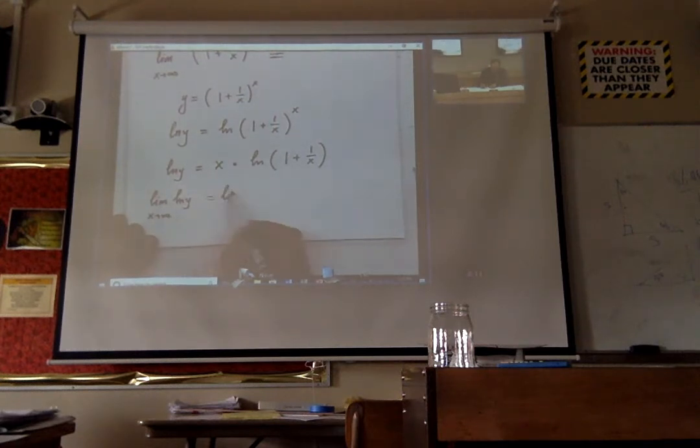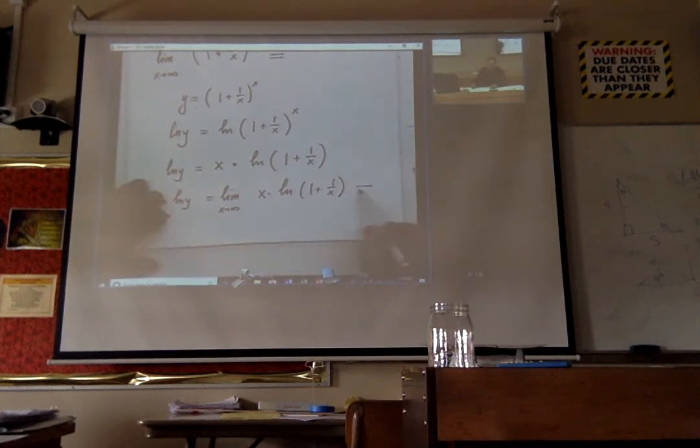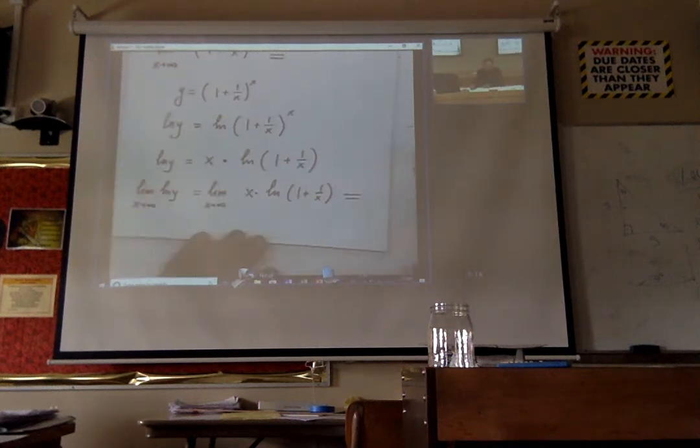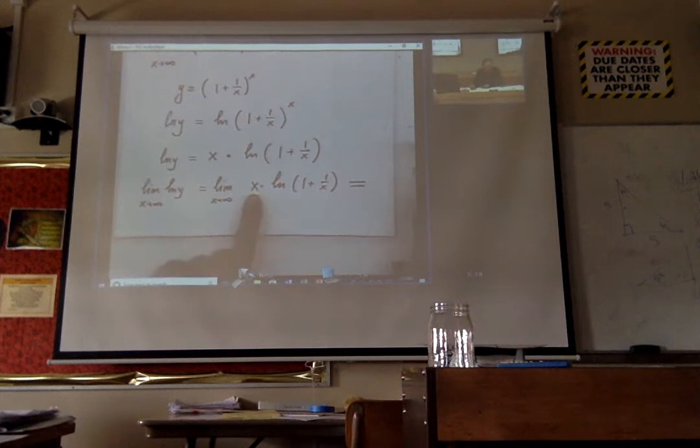So I have the limit of x times the natural log of 1 plus 1 over x, and that's what I have to do. Remember, we said before, we're not paying attention to natural log of y. Now we're working with the right side. So when you substitute right now, what do you get? Infinity, right?